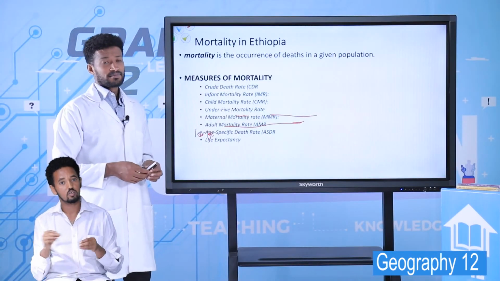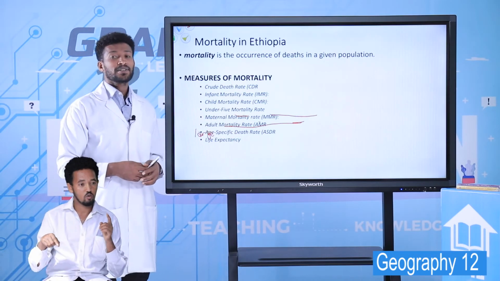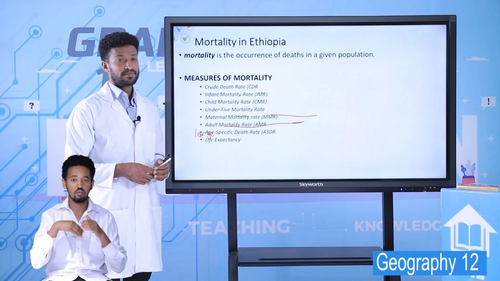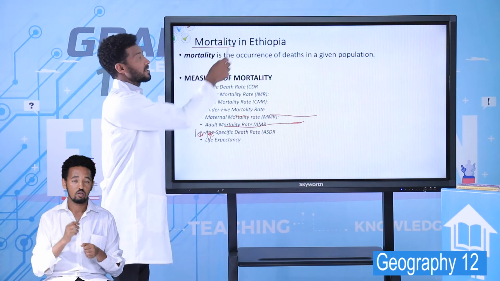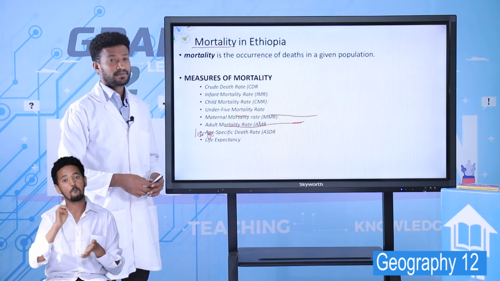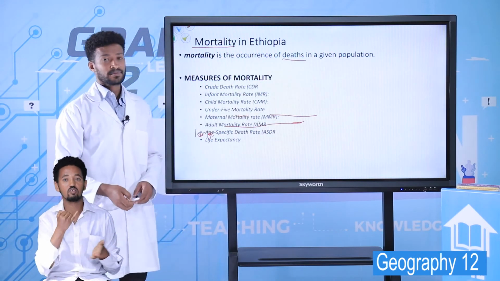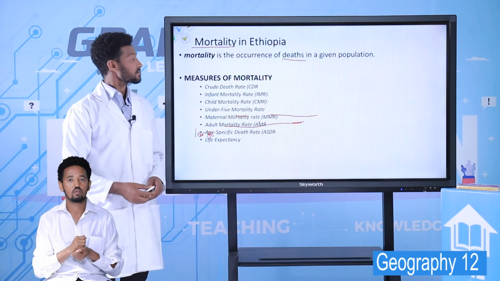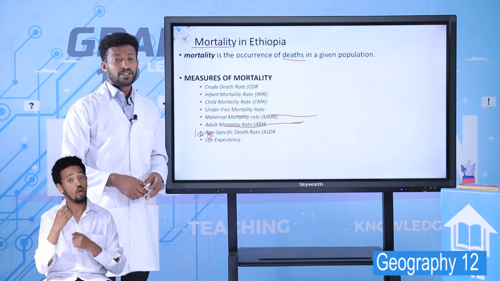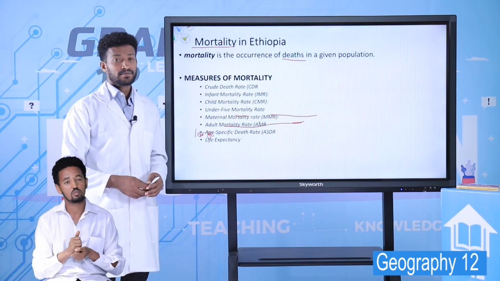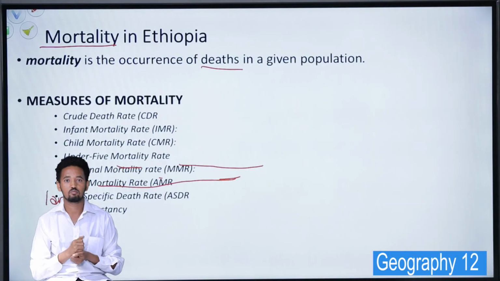Students, this is all about fertility, and let's come to the opposite of fertility, which is death. Normally we call it mortality. Mortality is the occurrence of death. The amount of deaths occurring in one country can be measured. So, how do we measure it? We need to have a measurement.